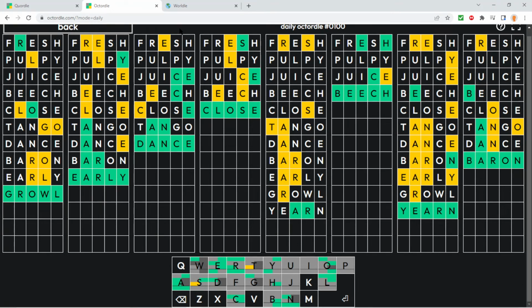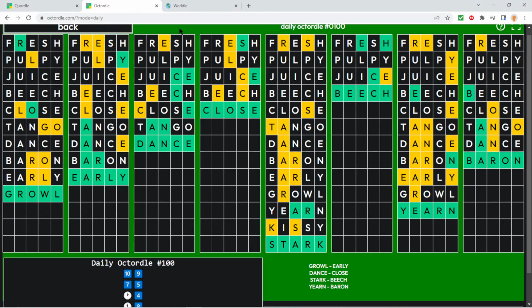I think the only way we get this is kissy. And yeah, it is a silly word, but it gives me a K. And if there is a K, it's stark. If there is no K, but there are two S's, it's stars. And if neither is true, then it's start. And there is a K, so it's stark. No, not that. Stark. All right, we just barely got it this time.